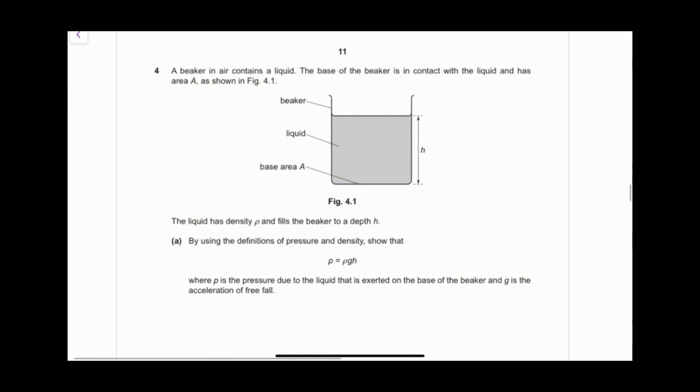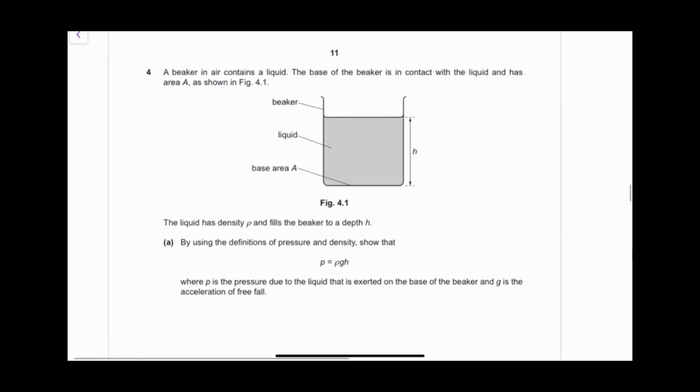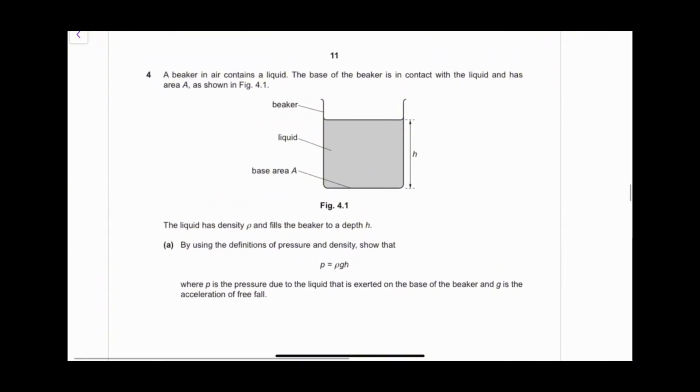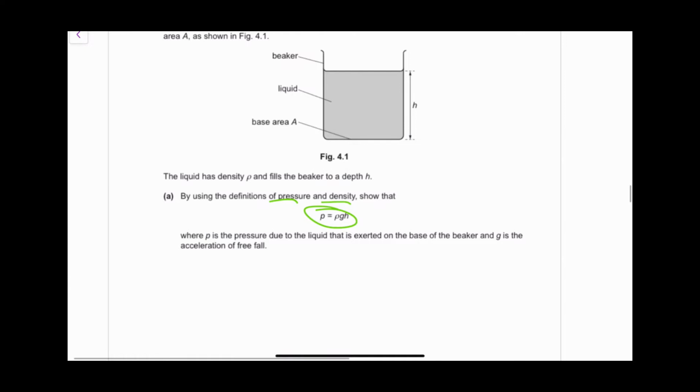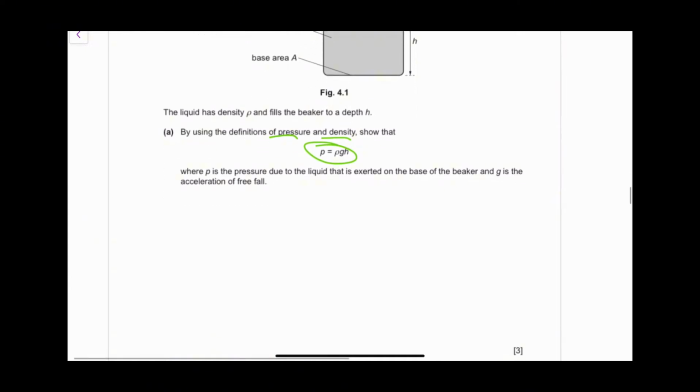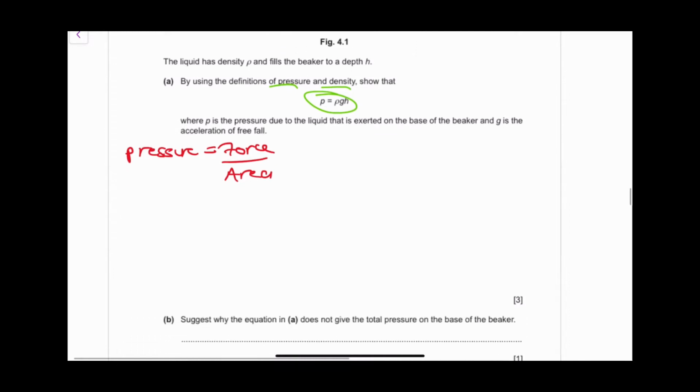Moving on to question number 4. We've been given a liquid with a certain density, and we've been asked to prove this formula. Show that pressure is equal to rho g h, right? Very important formula for you to prove. Okay, so let's first start, right? We know that pressure is actually force per unit area.